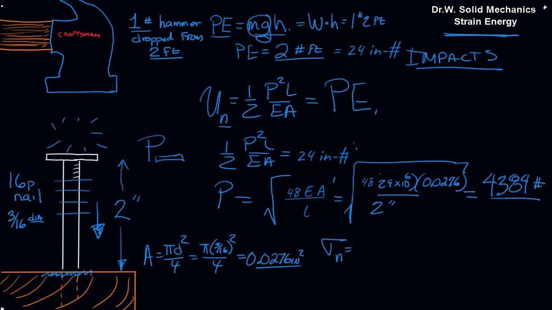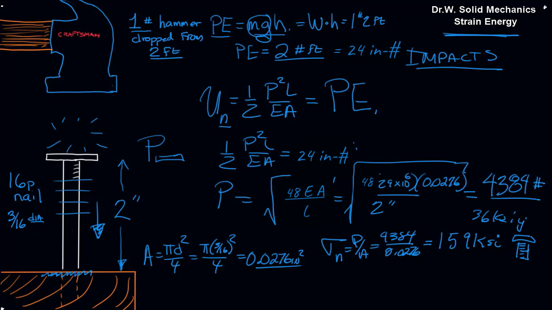We could ask how much stress did that generate. So the stress in the nail would be P over A, which would be 4384 divided by 0.0276. And we'll find that we have a stress of 159 KSI, and 36 KSI is the yield point. So we would have deformed this nail some and compressed it by striking it that hard.